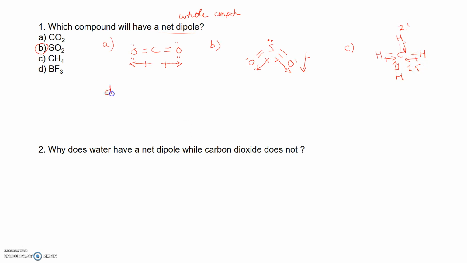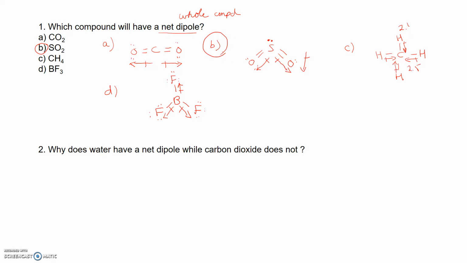And lastly, BF3. This one has a trigonal planar shape. What you're going to notice is that there's a dipole between boron and fluorine. It's going to be pulling towards fluorine. Fluorine has the highest electronegativity, 4.0. However, because it's pulling equally in 3 directions, this one will not have a net dipole. So the answer is B.